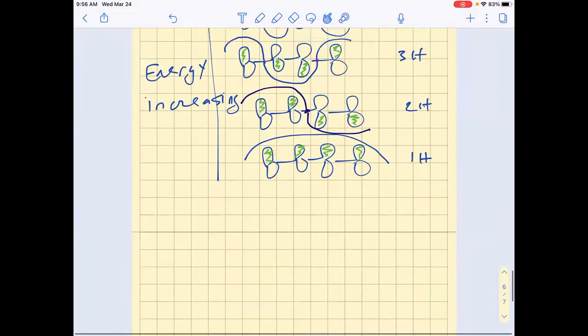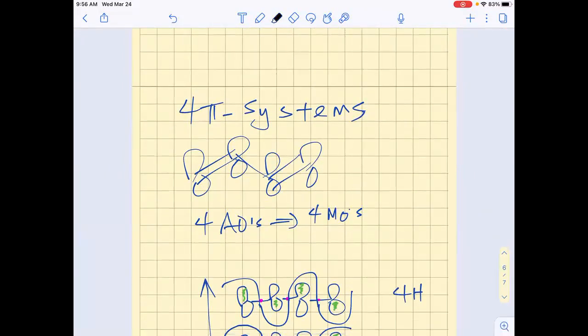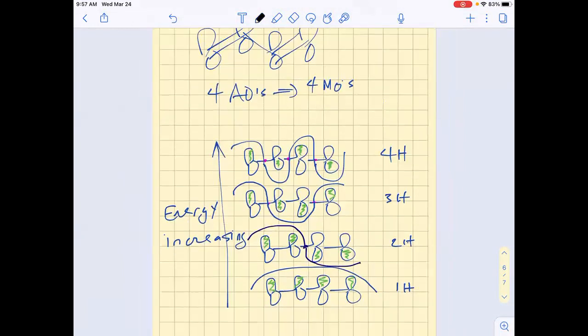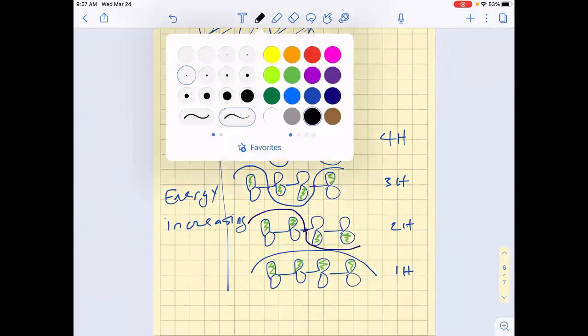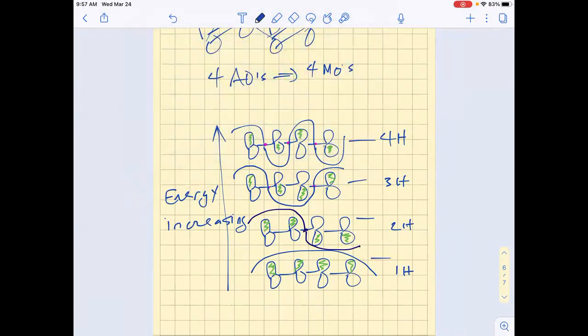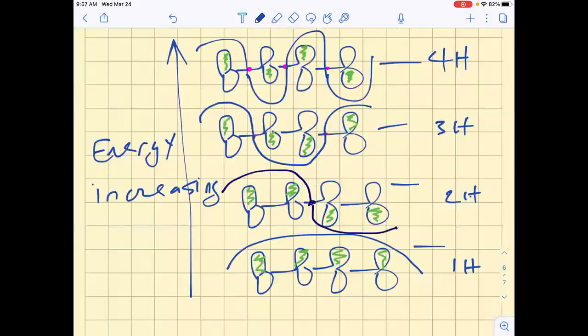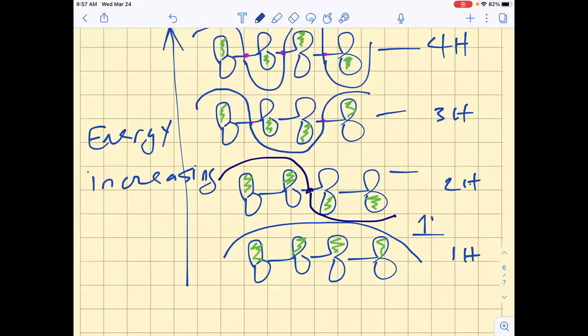So first of all, how many electrons are we dealing with? We're dealing with a 4-pi system, so that means there are 4 pi electrons. We got 4 electrons, we got 4 orbitals. How are we going to fill it up though? Are we going to put 1 in each orbital, or are we going to use Hund's rule? We have to use Hund's rule. You can't put electrons in a high energy orbital until you fill up the low energy orbital.